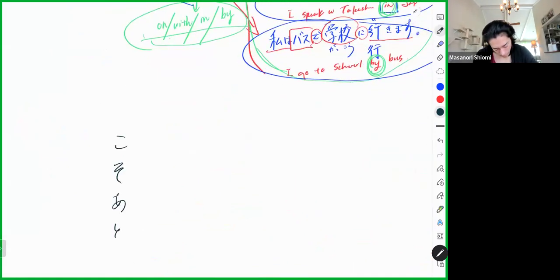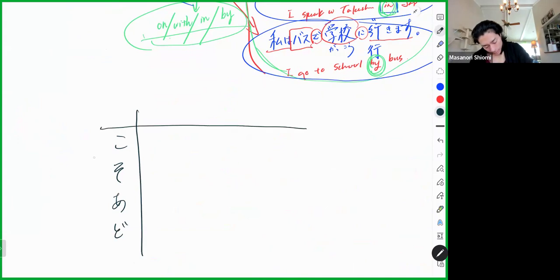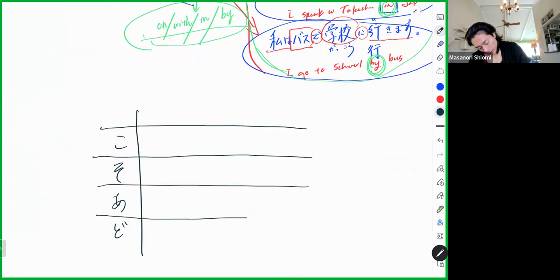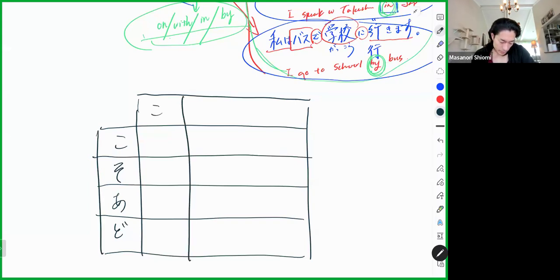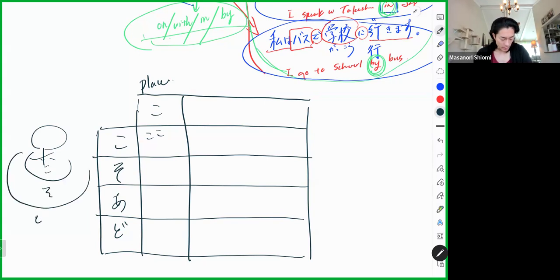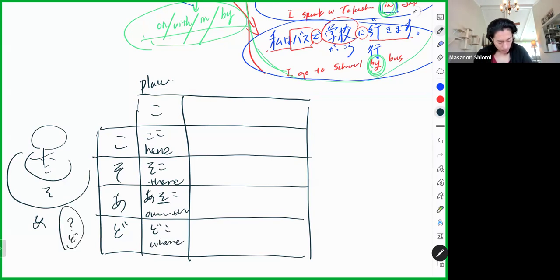Also, we can combine with some words to mean other stuff. We did do ko, memorize it as place, so that's why ko, again, the closest ko, and then so, right? Koko means here, soko means there. Aso, this one is special. We have to add so. Asoko means over there. And then doko means where, the question version. Do is question version, right?